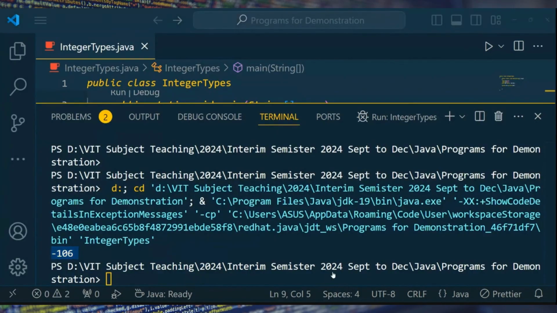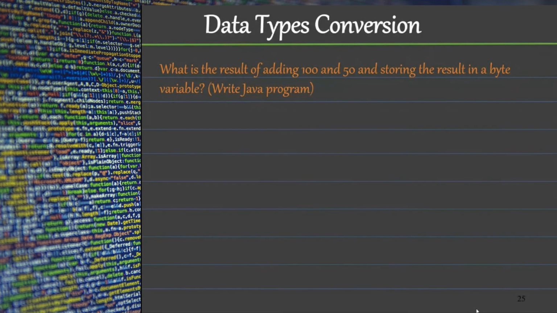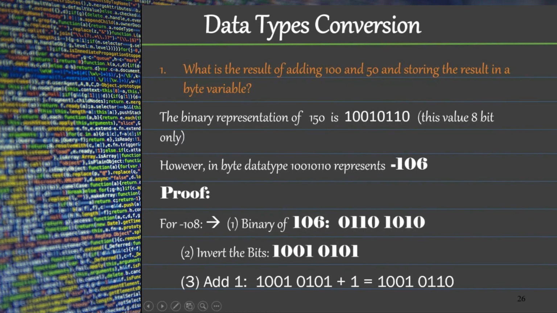How can we predict this value easily? Let me give you a description, and the description is pretty simple. The binary representation of 150 is this value. It is still in the range of 8 bits only. You can count the bits: 1, 2, 3, 4, 5, 6, 7, 8. Only 8 bits are there. However, in the byte data type, this represents minus 106. How does this represent minus 106?